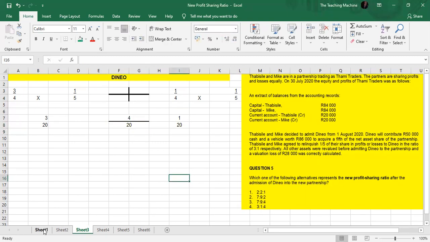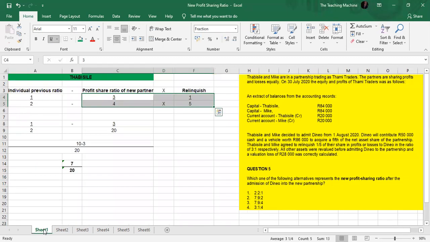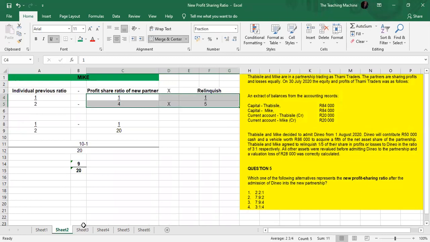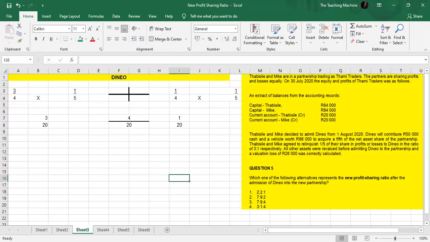All right. So what is the new profit sharing ratio? We have 7 over 20, we have 9 over 20, we have 4 over 20. So our new profit ratio will be 7:9:4. Thank you very much.